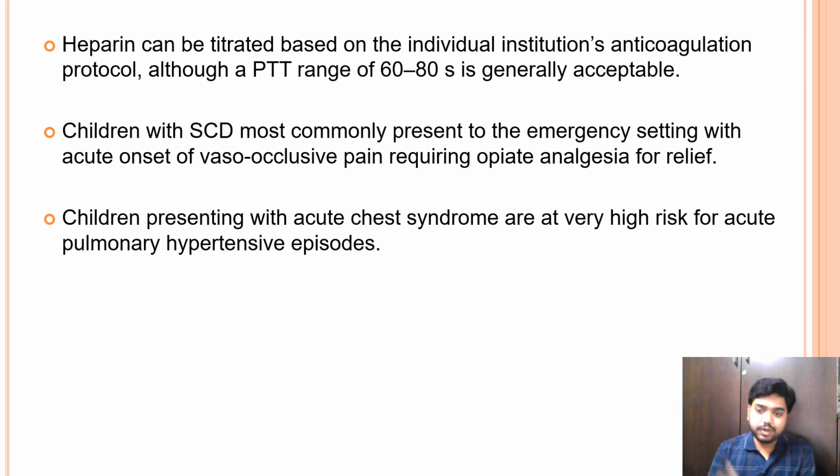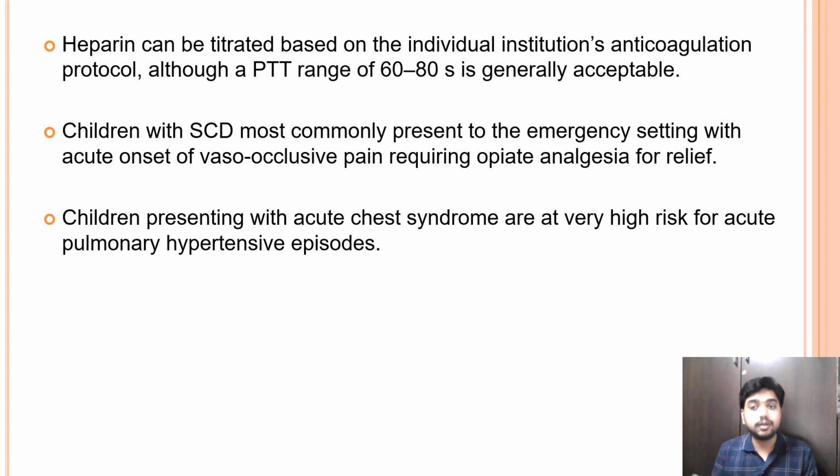Yeah, normal will be up to 30, but whenever you are on a heparin infusion, you target 60 to 80. To reach your target APTT of 60 to 80, you either increase the dose or decrease the dose by 10% whenever you repeat that. Then next comes vaso-occlusive pains, which is what they present to the emergency with.